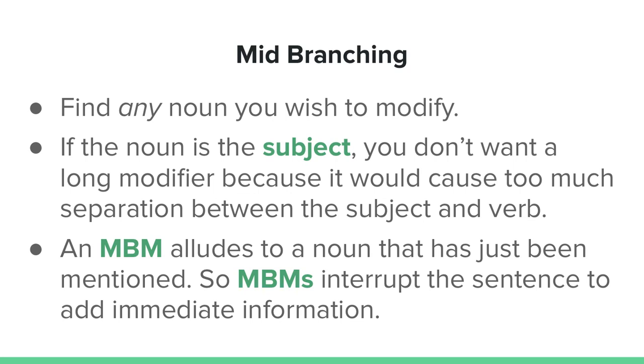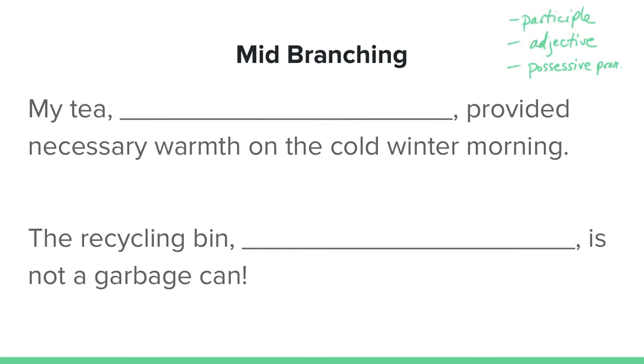A mid-branching modifier alludes to a noun that has just been mentioned. So mid-branching modifiers interrupt the sentence to add immediate information. So there's a sort of suddenness to mid-branching modifiers. Again, they're interrupting, but that interruption adds emphasis to the modifier. Because if it must be so important that you're interrupting the middle of the sentence, then that makes it feel important.